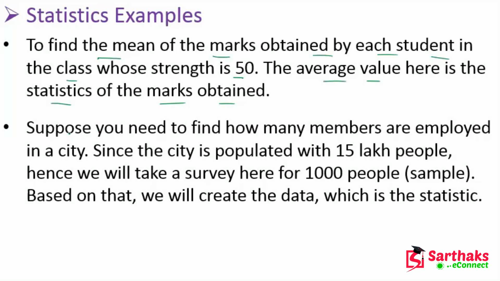Suppose you need to find how many people are employed in a city. Since the city is populated with 15 lakh people, we will take a survey of 1000 people. This is the sample. Based on that, we will create the data, which is the statistics. I hope, my dear friends, you understand these things.